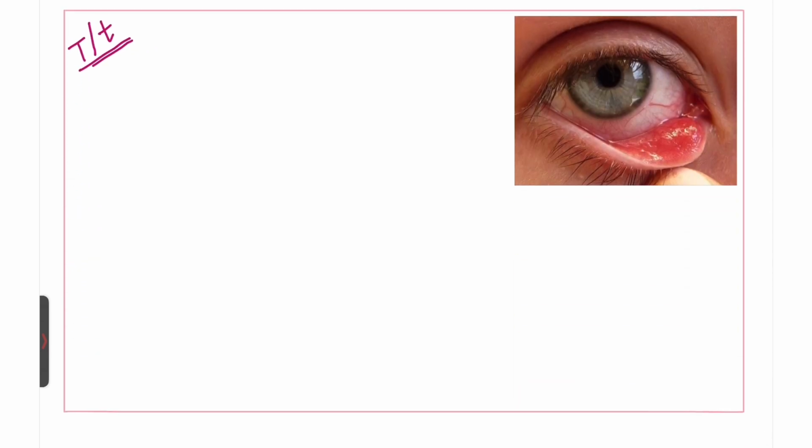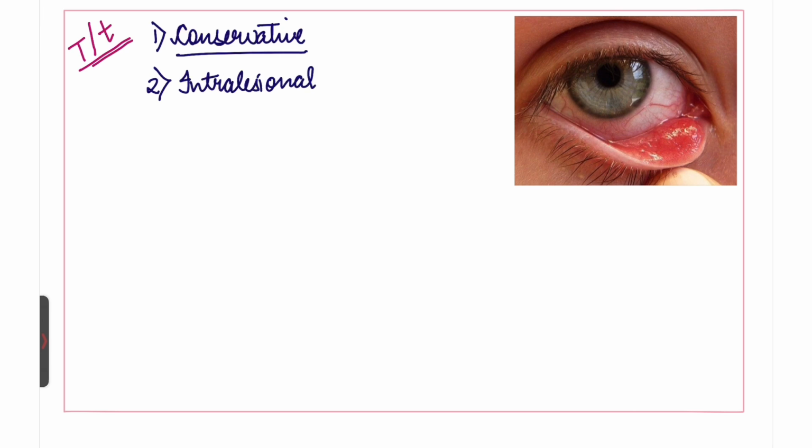Let's go to the treatment. First, we try conservative treatment. In conservative treatment, we can do hot fomentation, topical antibiotic eye drops, and oral anti-inflammatory drugs. Next, we can give intralesional injection of long-acting steroid. The steroid which we will use here is triamcinolone. It can cause resolution in 50% of the cases. Also, we use them in cases where incision and curettage may cause damage.